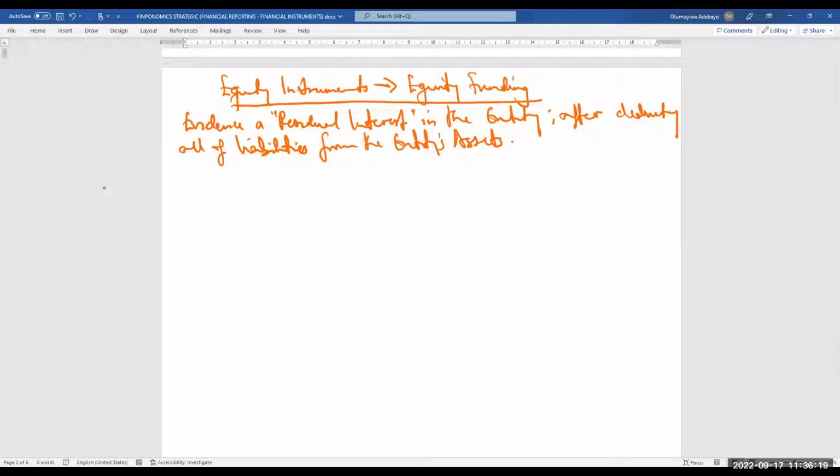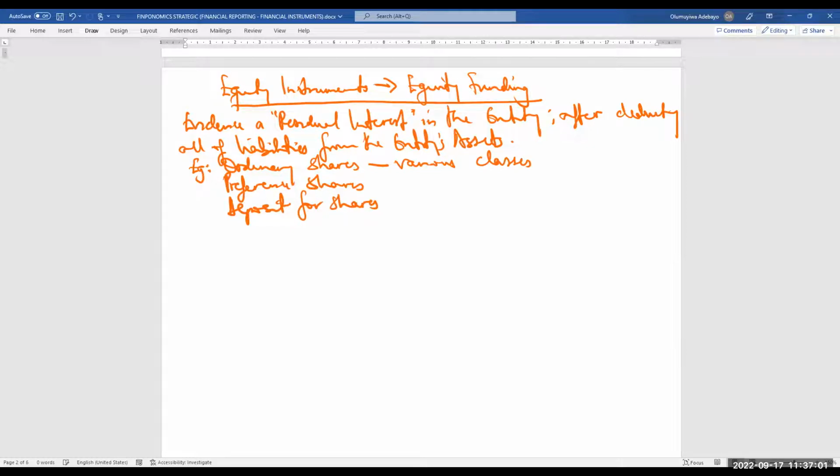And what are the examples of equity instruments you might come across? You might come across things like ordinary shares. You might come across things like preference shares. Though ordinary shares might have various classes, Class A, Class B, and also things like that. That is just with respect to voting right and some other things. But ordinary shares are ordinary shares, as simple as ABC. You could have things like deposit for shares and the likes.